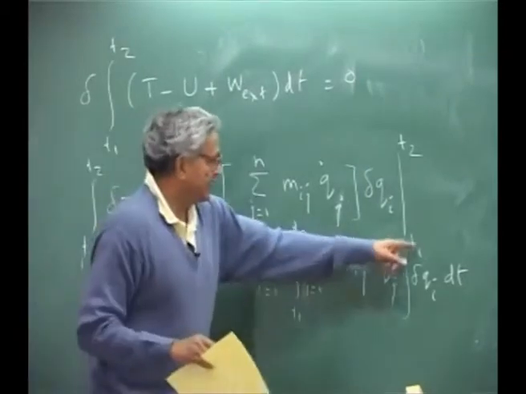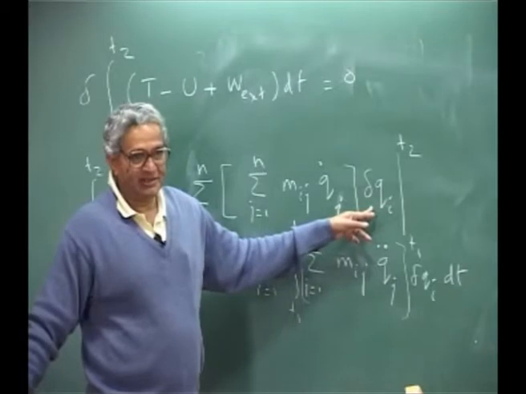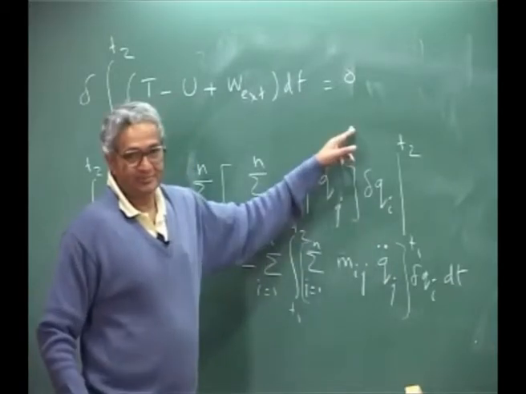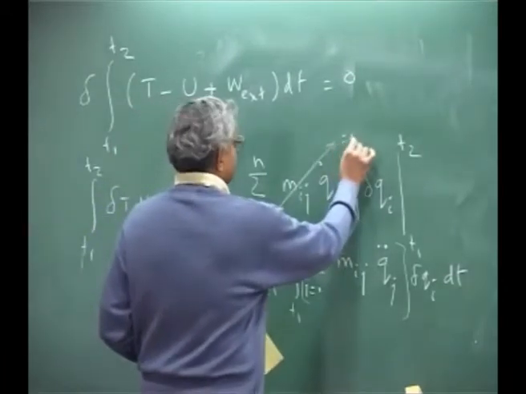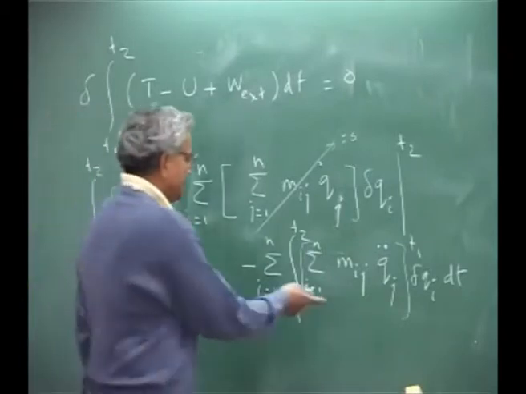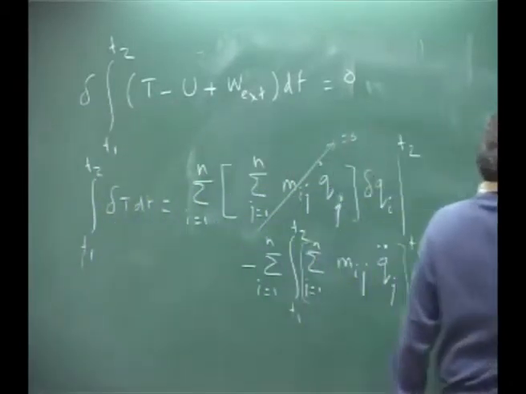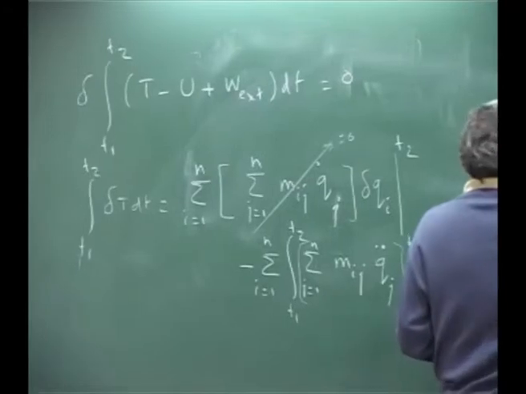You know that at times t1 and t2, the variation in the generalized coordinate is 0. So this term directly goes to 0, leaving behind only this term. Similarly, your strain energy expression, you will write delta of the integral, delta U.